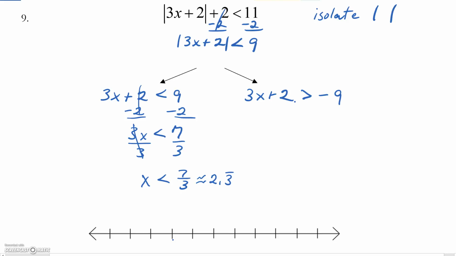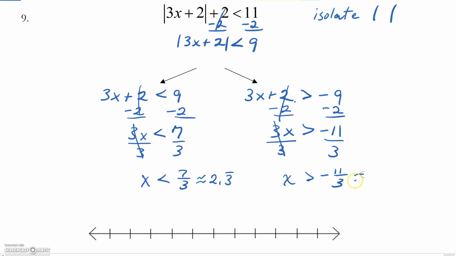Okay, now let's go to 3x plus 2 is greater than negative 9. We're going to subtract 2, and we've isolated the 3x. 3x is greater than negative 9 plus negative 2, which is negative 11. And we'll divide each side by 3, and we'll get x is greater than negative 11 thirds. Negative 11 thirds is, well, 3 times 4 is 12, so 3 goes in 3 times. 3 times 3 is 9, but there's 2 thirds left over. And that's about negative 3.7 as a decimal.